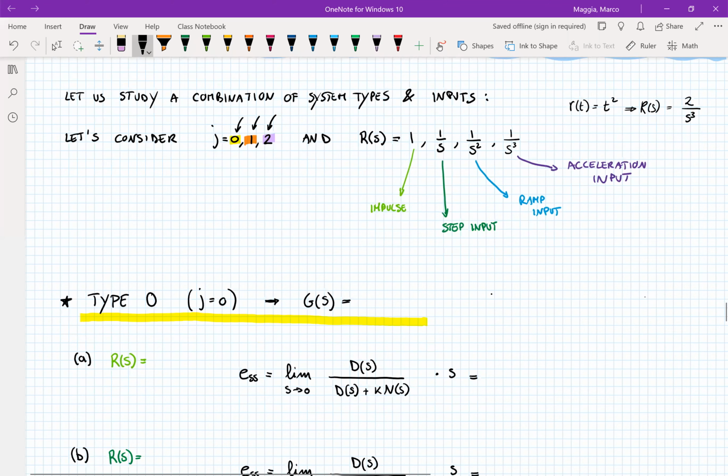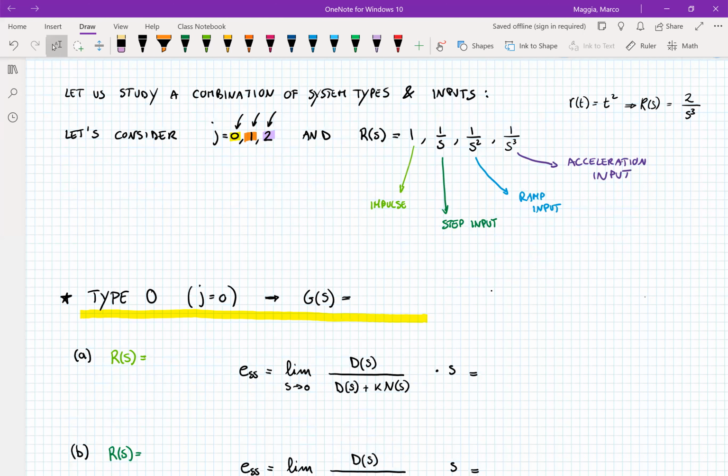So let's start with a type 0. For type 0, that is J is equal to 0, G of S simplifies to N times K times S to the power of 0 times D. So we simply have N times K over D.